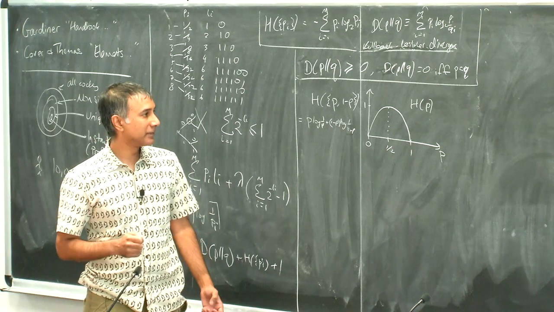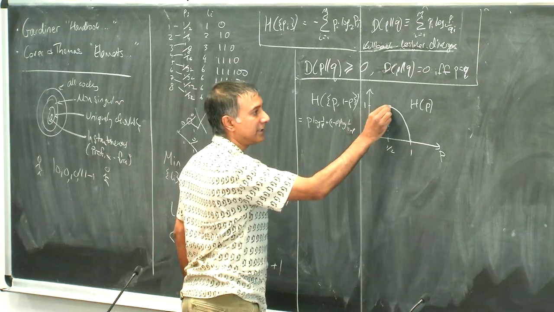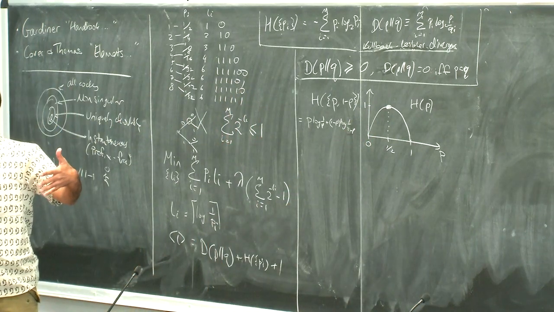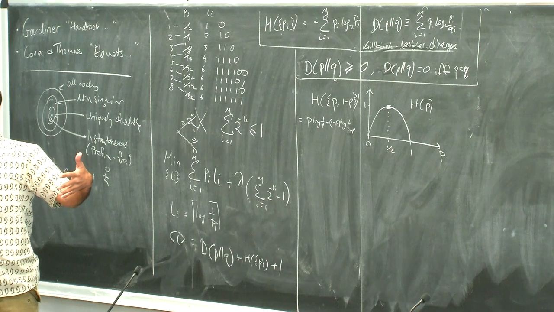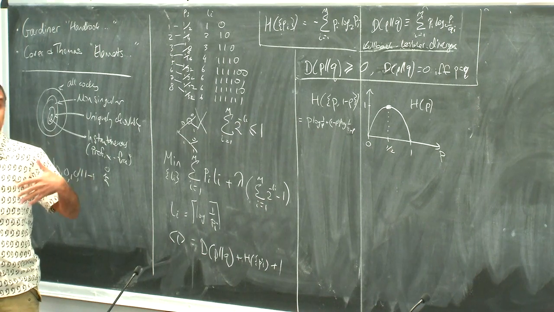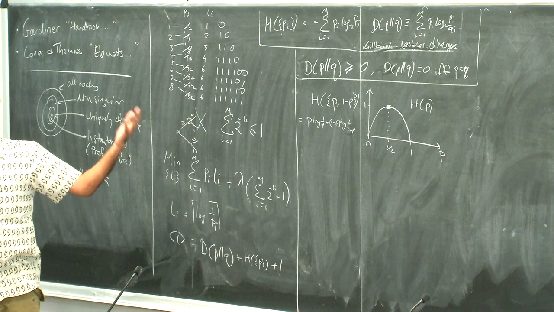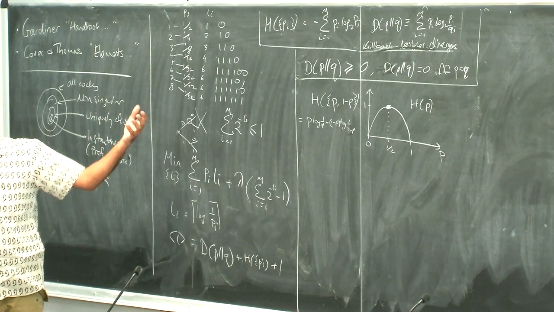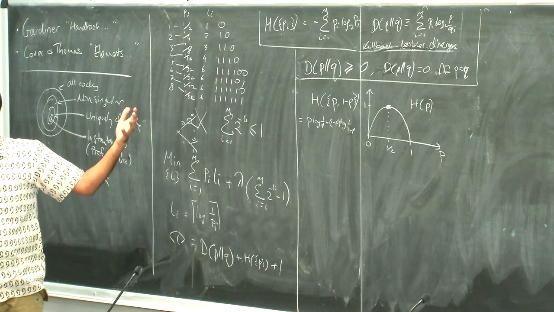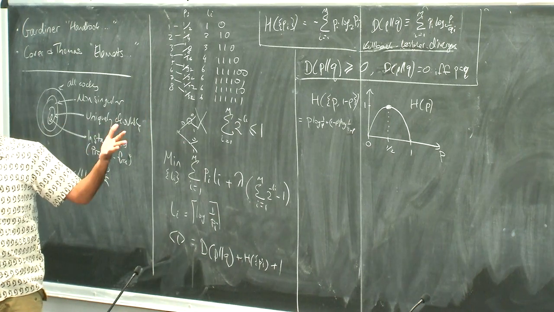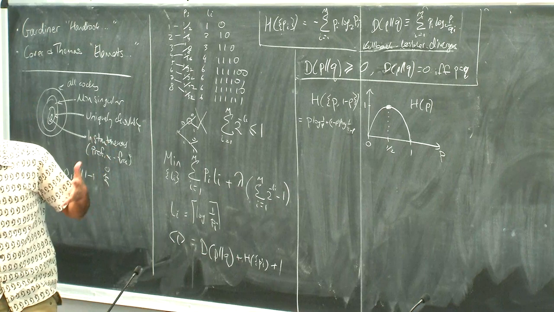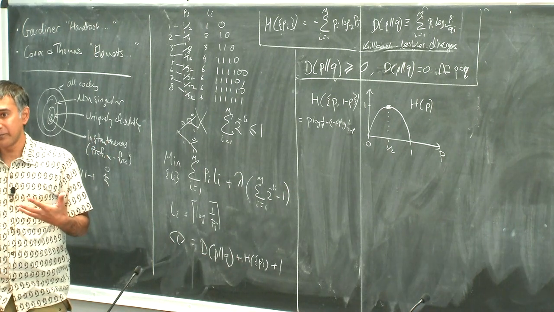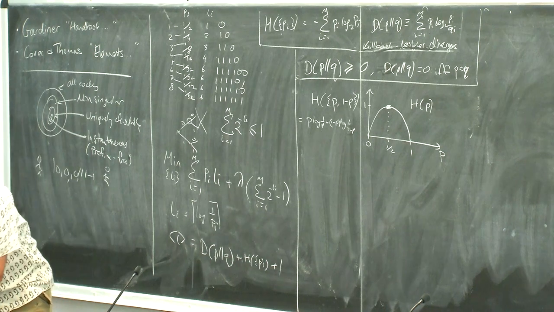So here's a question. What is the maximum value of H for any probability distribution over any number of variables? What probability distribution over, let's say, m events, m horses, m letters, or whatever, maximizes the entropy? So you all know the answer, but let's prove the answer. The answer is probably something like the uniform distribution, right? So let's see if we can work that out.